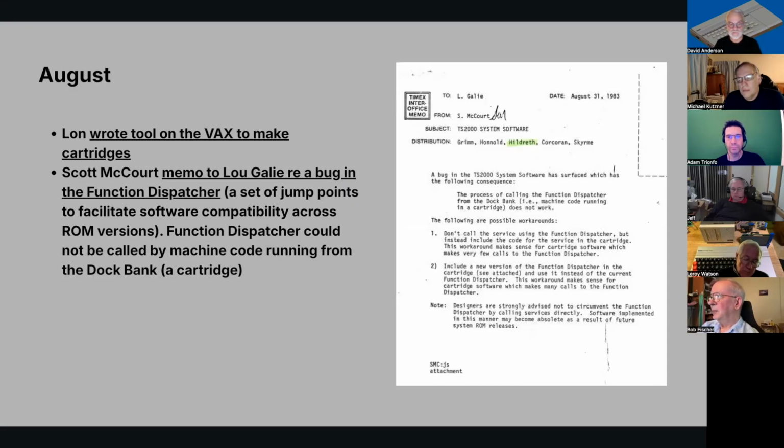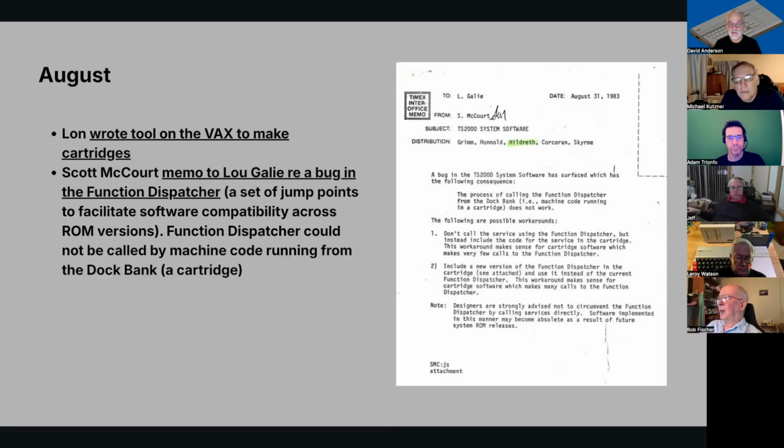Anyway, they had a VAX, Digital Equipment Corporation VAX mini computer that they did a lot of their work on. And one of the things that Lon was working on in August was writing a little program on the VAX to make cartridges. You give it the BASIC program or the machine language program, and it figures out all the little settings and generates the file, kind of like what some programs do for taking a cartridge and turning it into a doc file these days.